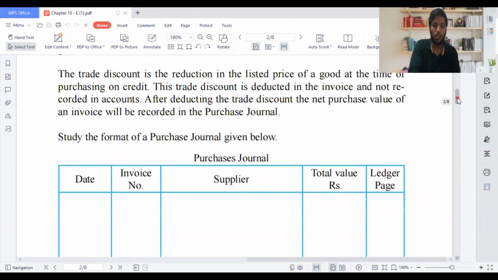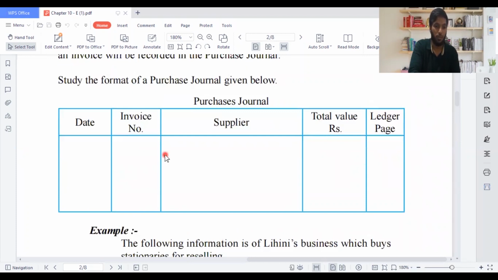We're going to see a purchase journal format. A purchase journal format will have date, invoice number, supplier, total value, and ledger page. Now, a student asked me why a ledger page is very important for a purchase journal. You didn't understand one particular thing. A ledger page is used to write which page number it goes to. Maybe page 1, page 2, page 3. They might be having a lot of pages.